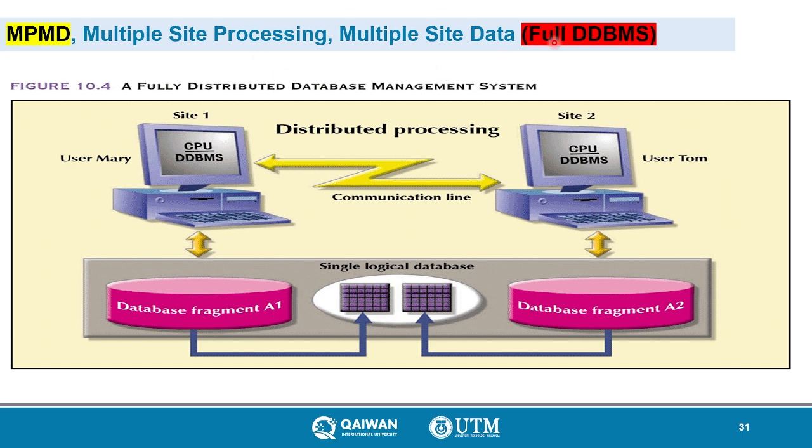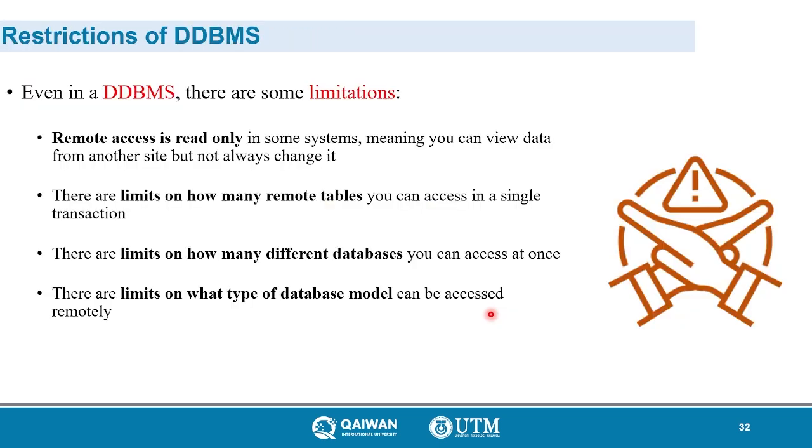Now, multiple site processing, multiple site data, full DBMS. We have site one with its CPU and distributed management system. Also, this site has its own CPU and distributed management system, and database fragment A, database fragment 2, each one has its own fragment, and the single logical database. Everything is still held in a single logical database.